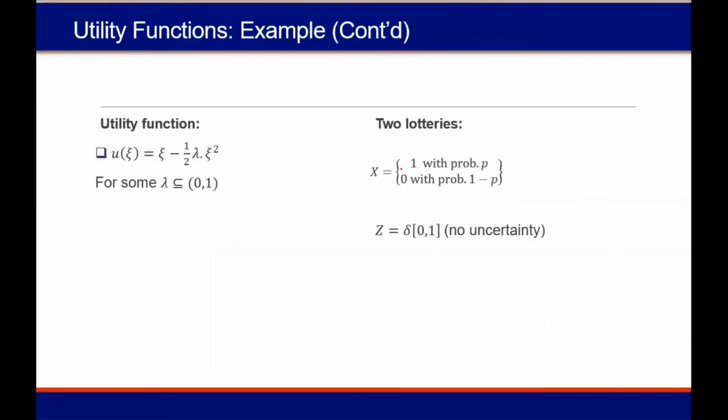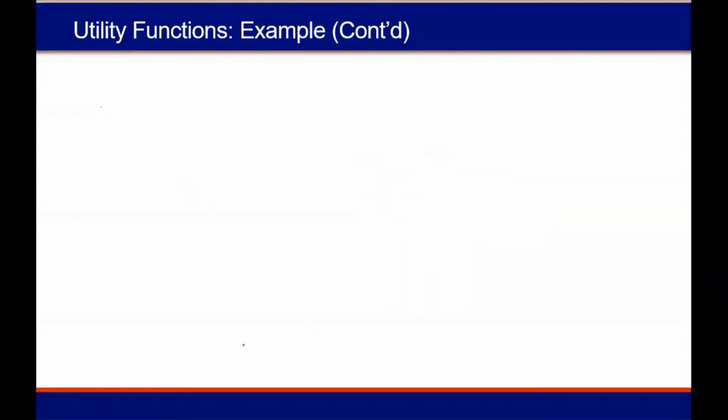We are considering right now two lotteries. One lottery has two outcomes: one is extreme one, another is zero, with some probability p for the outcome one and one minus p probability for the outcome zero. And we have another lottery in which you get the delta amount of outcome, with no uncertainty. That means you are pretty certain that you will get this amount of outcome for sure. So let's try to do some graphing. You are here with me? Yes, sir.